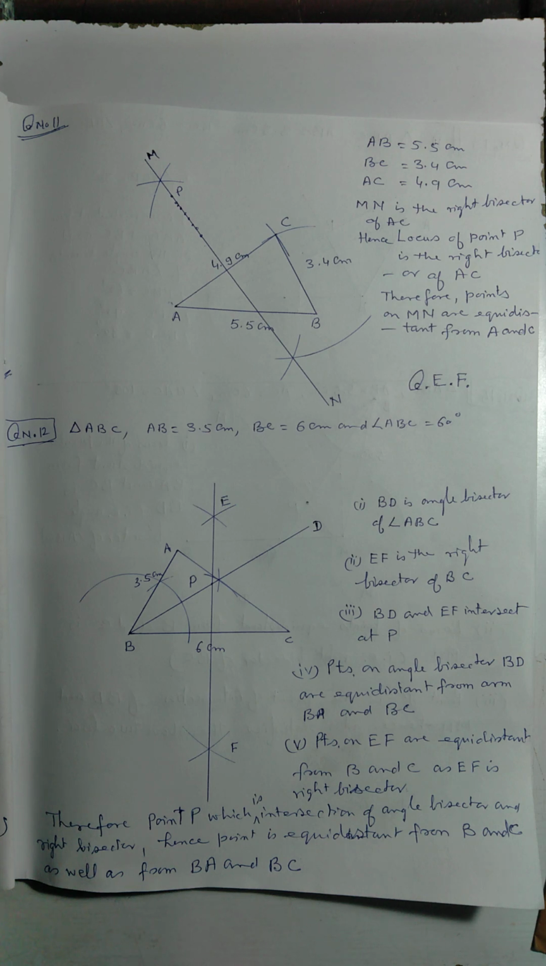Construct a triangle ABC where AB is equal to 3.5 centimeter, BC is equal to 6 centimeter and angle ABC is equal to 60 degree. Second part, construct the locus of points inside the triangle which are equidistant from BA and BC.